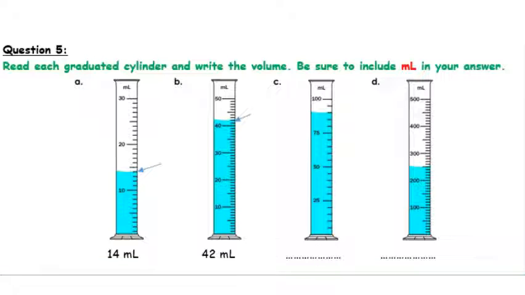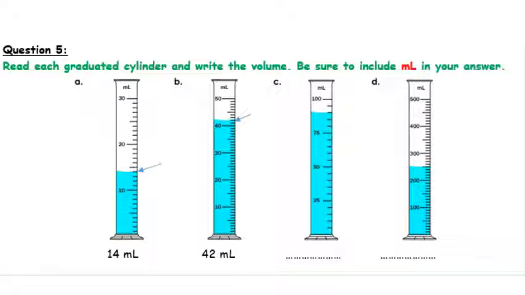Reading the volume on a graduated cylinder is similar to reading the marks on a ruler. In the third case, each mark is 5 milliliters. Let's try to count them: 5, 10, 15, 20, 25. So each mark is 5 milliliters. So we have to be careful when reading the volume on the graduated cylinder.